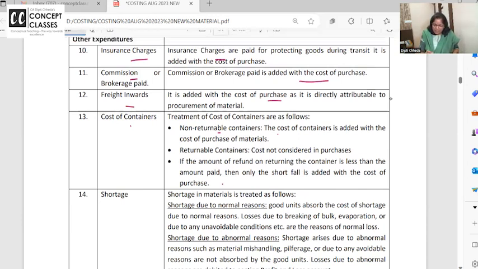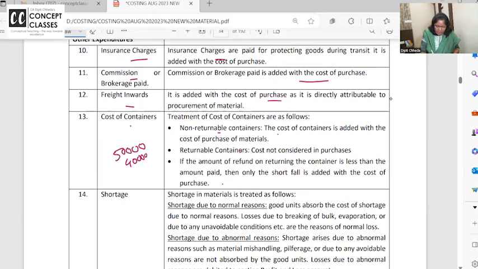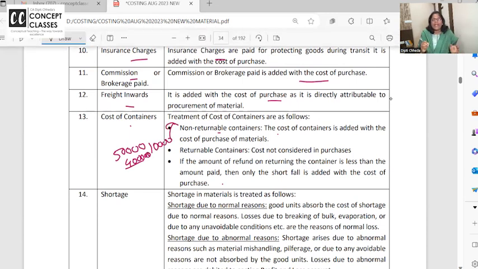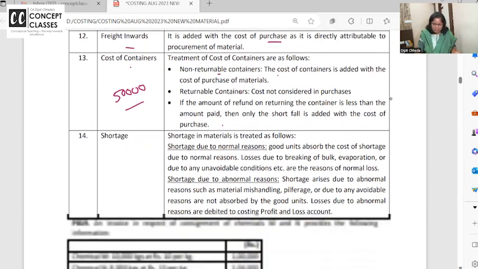If they are returnable, suppose I have paid a deposit of 50,000 and they returned 40,000. So this 10,000 cost out of my pocket, I will add it in the purchase. 50,000 I paid as deposit, 40,000 I got back. And suppose 50,000 is non-returnable, then add the whole 50,000 to the purchases.